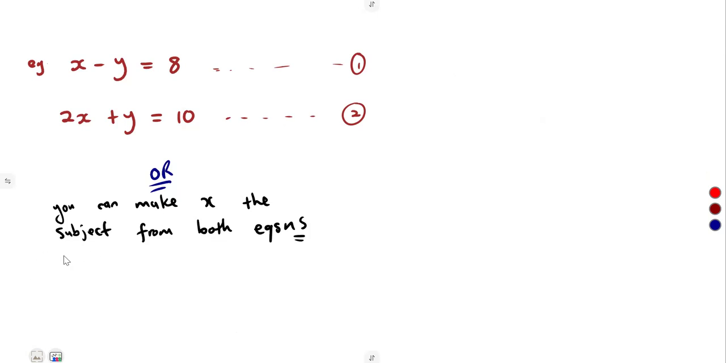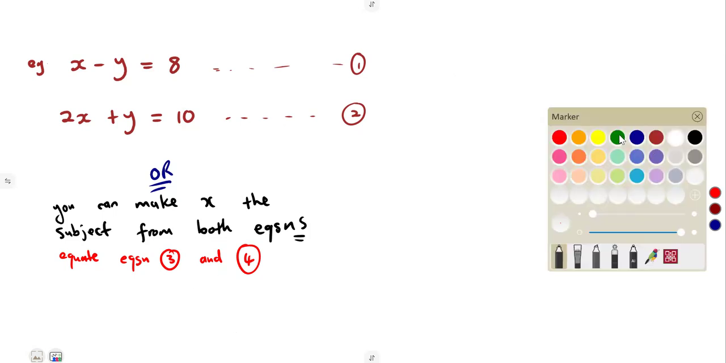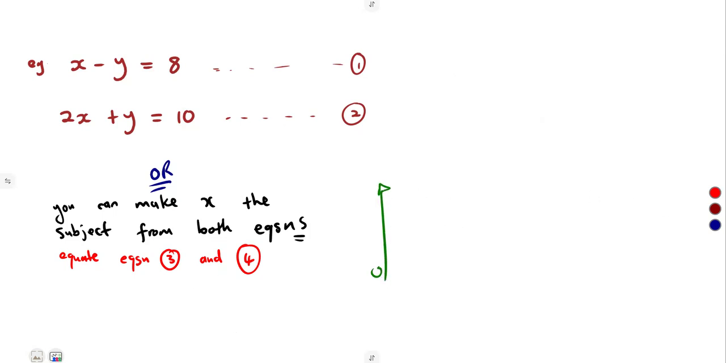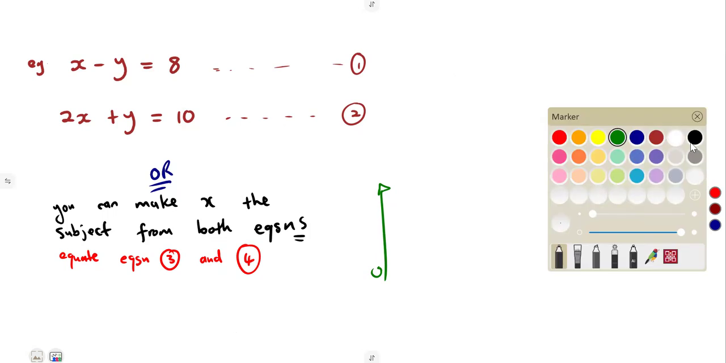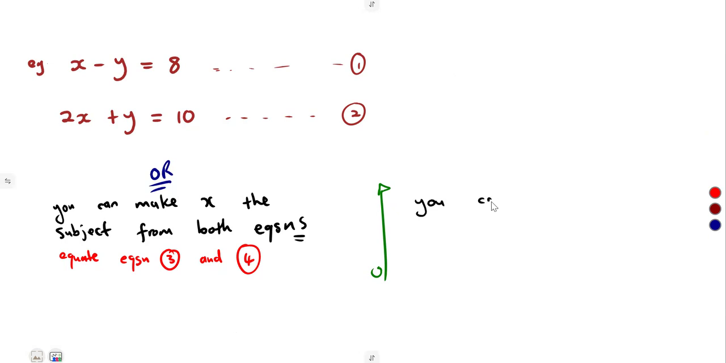So what do you do now? You simply equate equation 3 and 4, because they'll be representing the same thing. You have x as the subject, which is the same thing that you can also do with y. You can make y the subject from both equations.